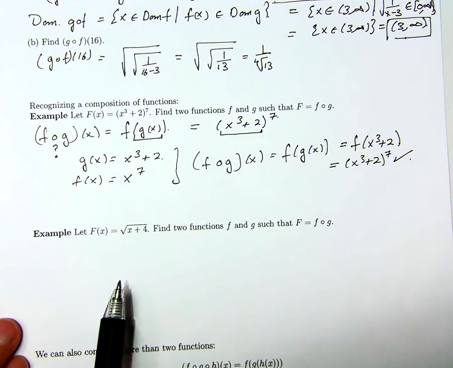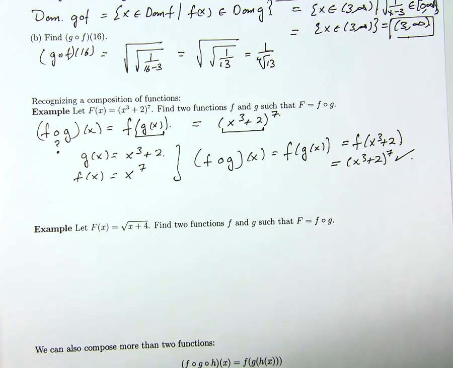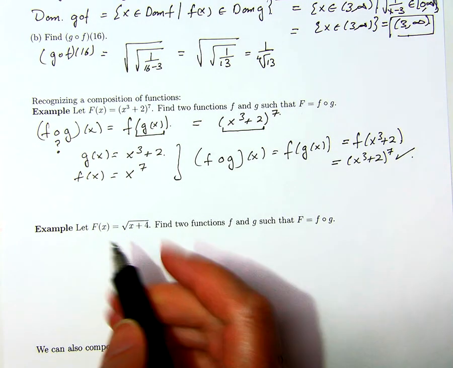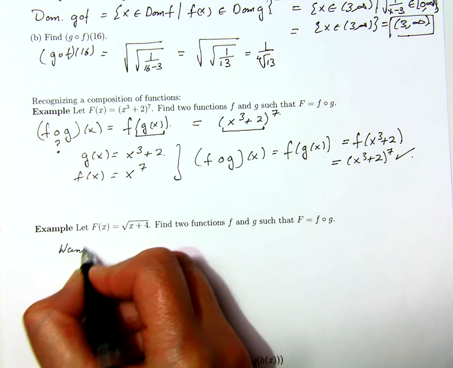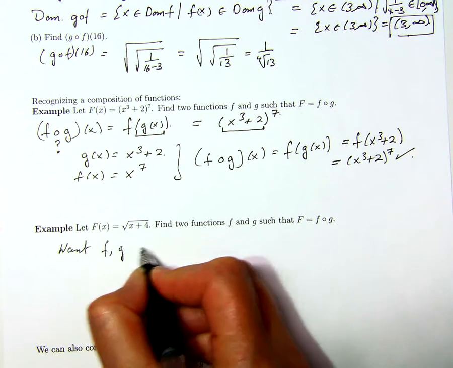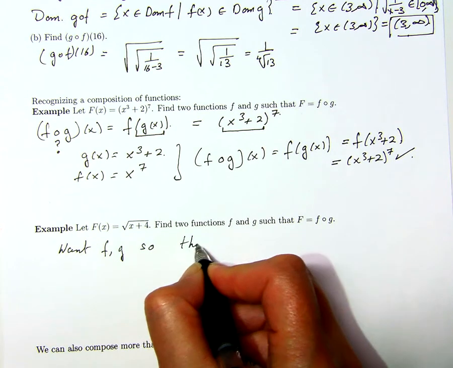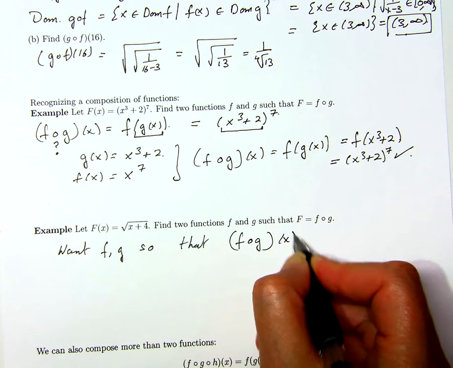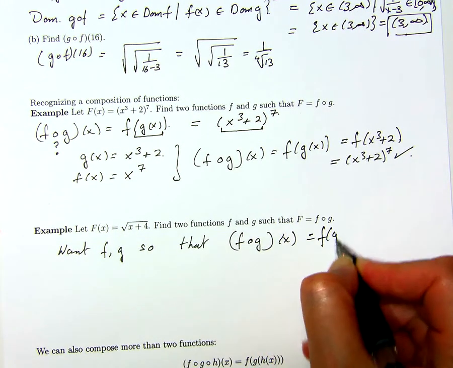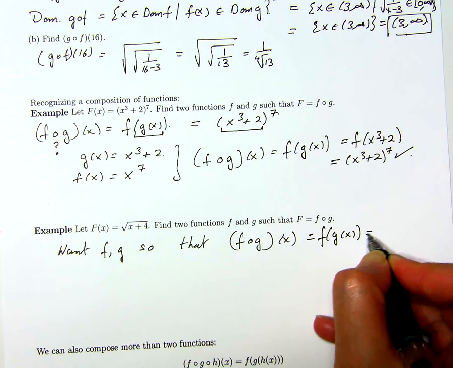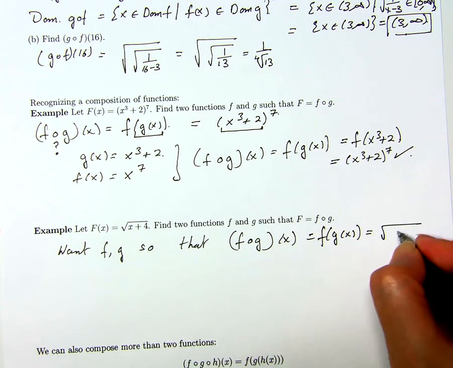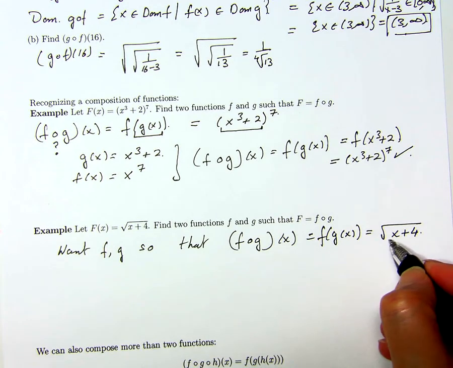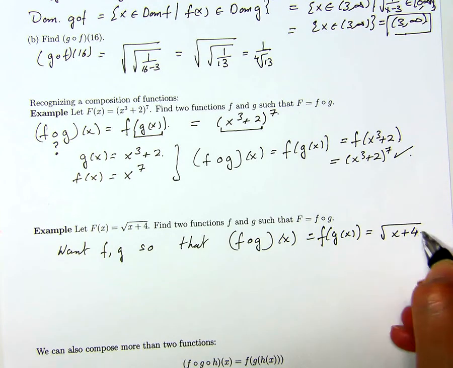Try this for the next function and then have a look at the solution. Here we want f and g so that f after g of x, which is equal to f of g of x, is equal to the square root of x plus 4. Well, notice this is the square root applied to x plus 4.